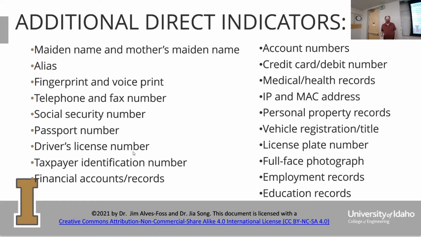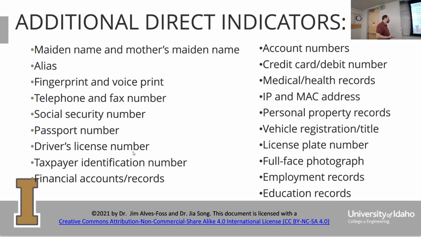But there are things that we have as direct indicators, they call them. Name, address, things like that. There are other things they call that can directly indicate somebody. A maiden name or a mother's maiden name is used to identify people. An alias. So my official first name is James, I go by Jim. Those can be pretty commonly combined. Fingerprint, voice prints, telephone and fax numbers. My cell phone number is a pretty good link to me.